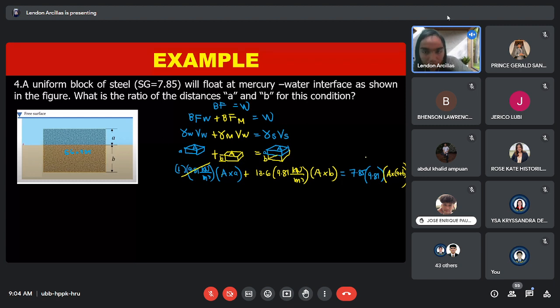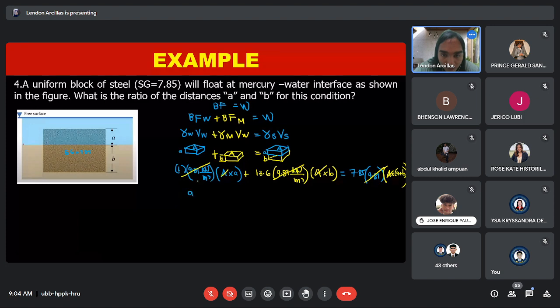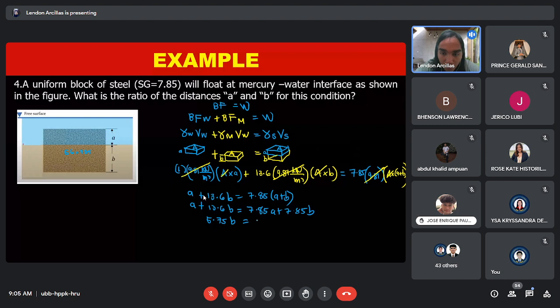Wait, sana 9.81 times 13.6. Ang 9.81 tsaka A, common kasi sila sa lahat ng equation. So, ang matitira dito is A plus 13.6B equal to 7.85 times A plus B. So this is A plus 13.6B equal to 7.85A plus 7.85B. So combining like terms, magkakaroon ka ng 5.75B equal to 6.85A.